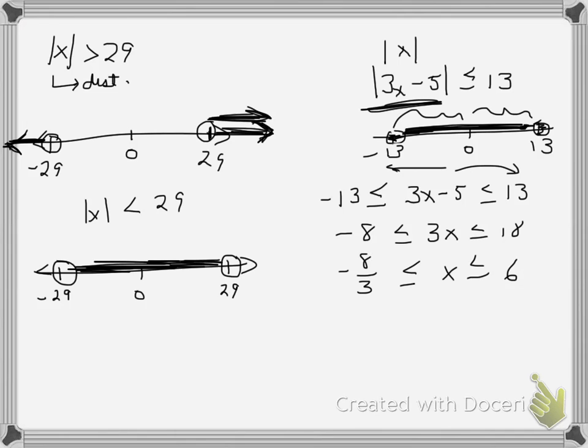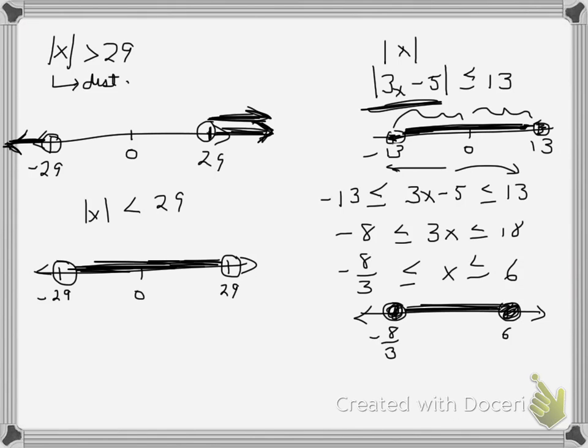Okay, so my answer, if I'm asking for the answer in real numbers, I would have less than or equal to 6, greater than or equal to, what would that be? Negative 2 and 2/3. I could just leave it negative 8 thirds here. Greater than or equal to, right? And everything in between.